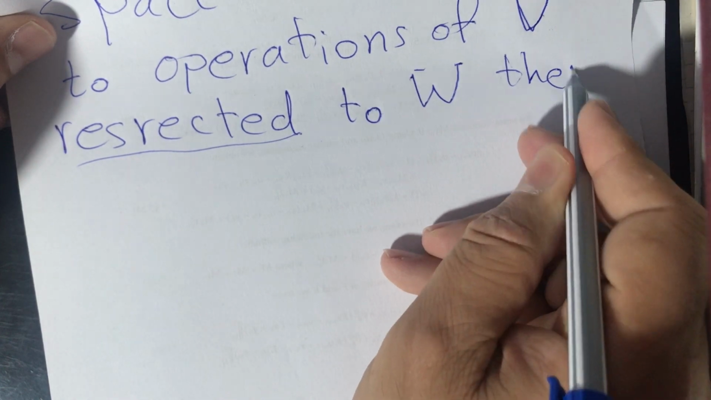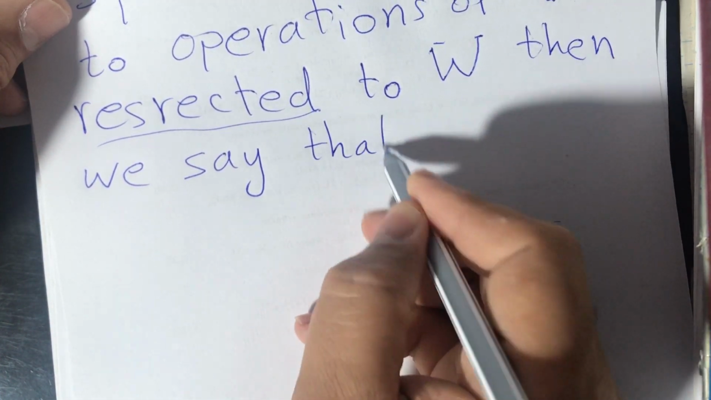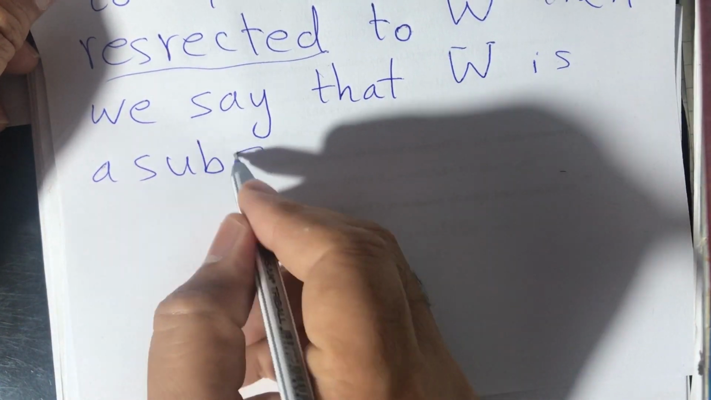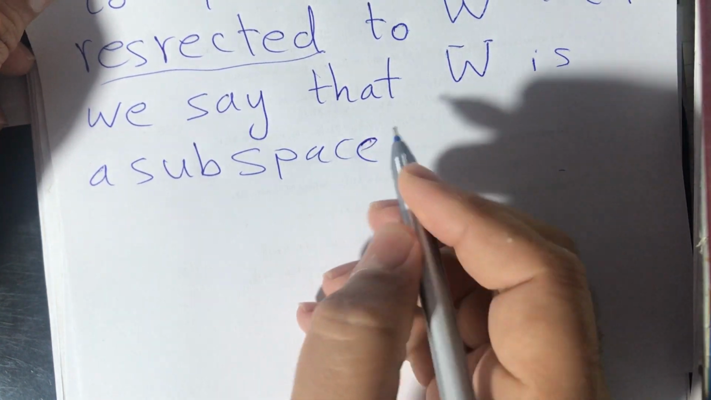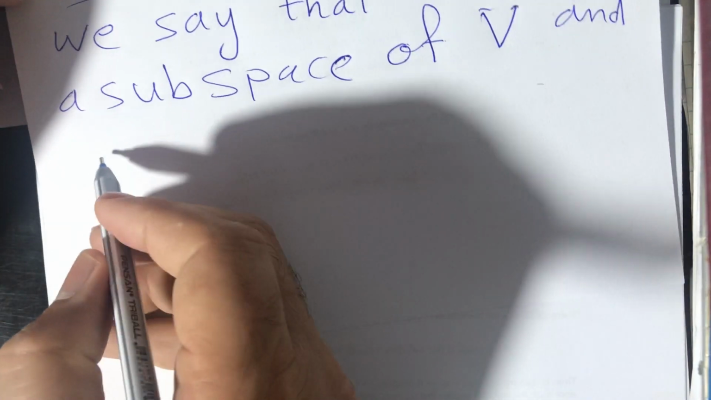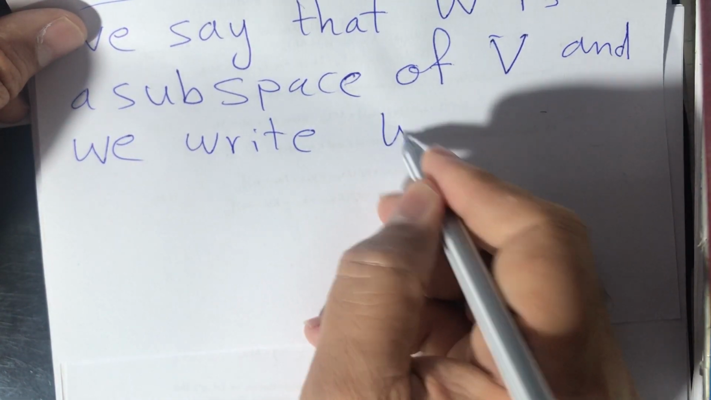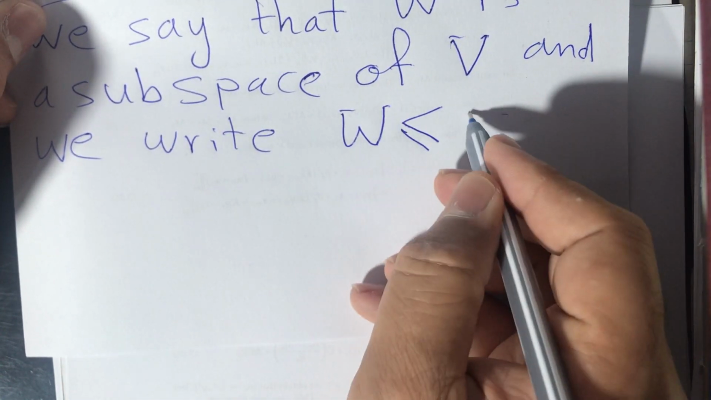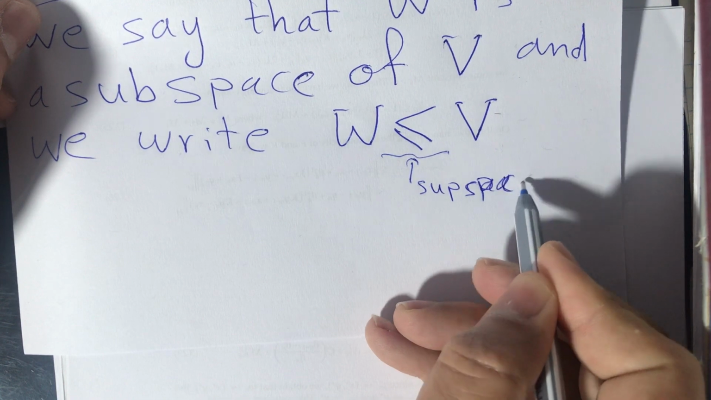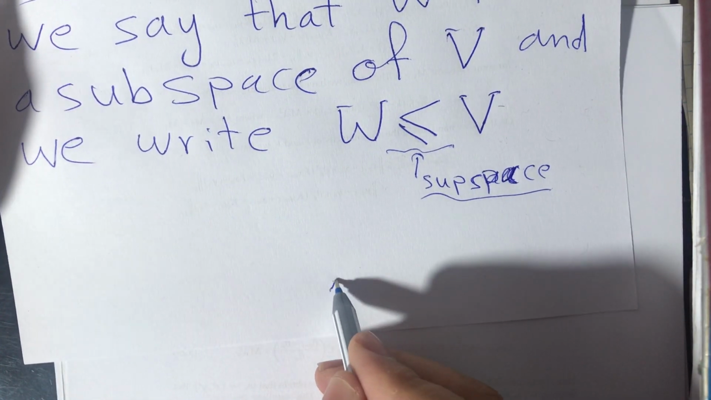then we say that W is a subspace of V, and we write W subspace of V. This is subspace. This is page number 1.